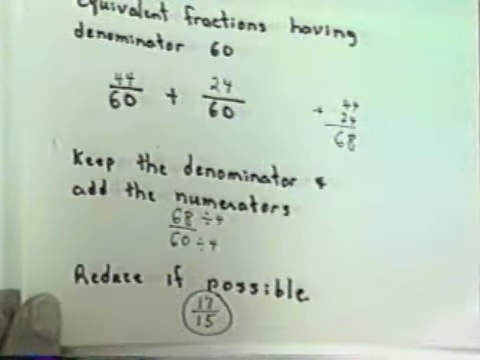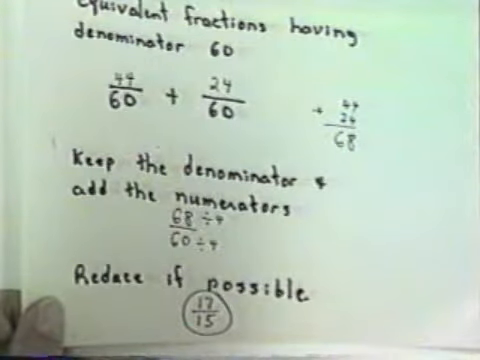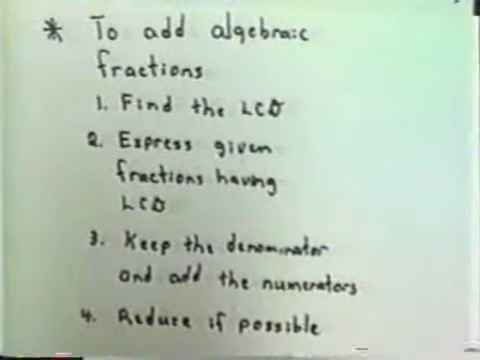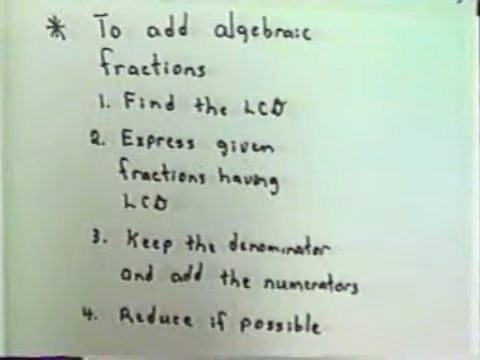Now I'm going to give you a starred rule, which is one you need to put on your study sheet. This is something that you need to memorize. To add algebraic fractions, first of all, you find the least common denominator. 2, you express the given fractions such that the new fractions have the common denominator. 3, you keep the denominator and add the numerators. And 4, you reduce if possible.